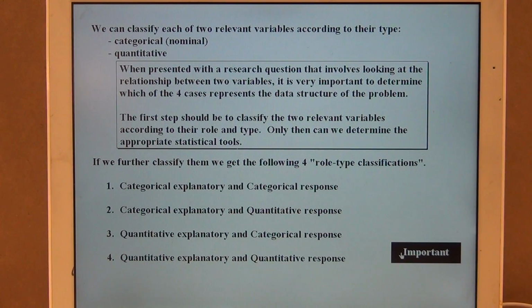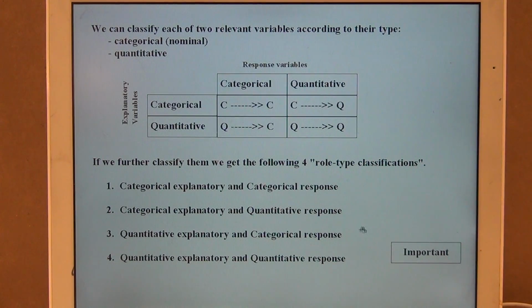The first step you should take when you're reading research or are presented with it is to find out which one of the 4 cases represents the data, because that will determine the appropriate statistical tools to be used. Each one of these, like categorical explanatory and categorical response, will have a certain way to statistically present the information or results. And it will be somewhat different if it's categorical explanatory and quantitative response, and so on.